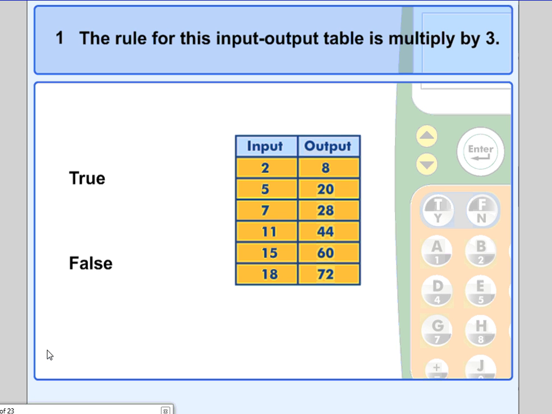All right, so take a look at this. The rule for this input-output table is multiplied by 3. Remember what we talked about in class, that in order to make sure that the rule matches, how many times should you check it? And I hope for this one you are seeing that this is false. And we know it's false because 2 times 3 is not 8. 5 times 3 is not 20. And as you go down the list, you'll see that.